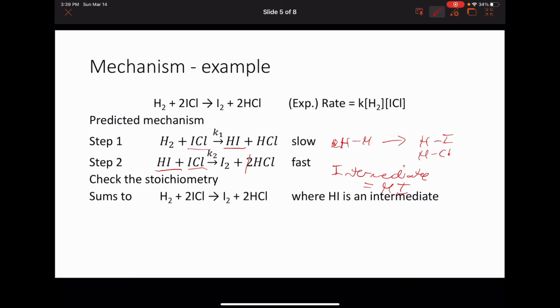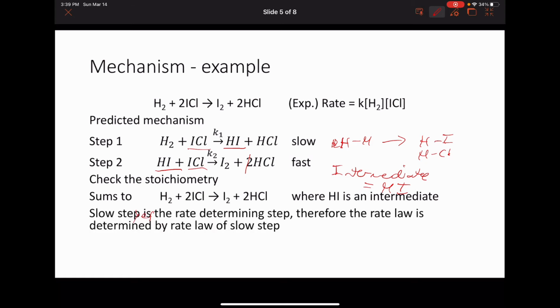I've got the step 2 is incorrect, because actually it doesn't even make sense in terms of that step. So it sums to that total. So yes, we have our stoichiometry.